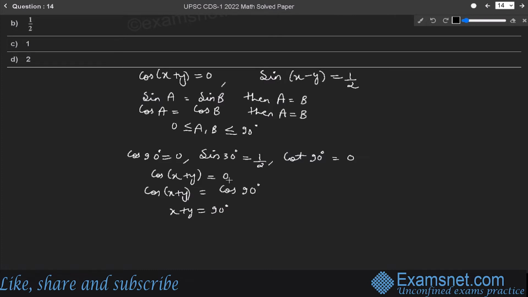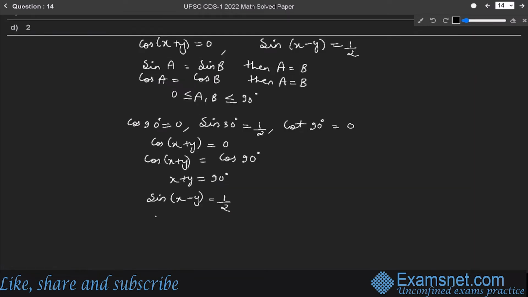Now similarly we have sin(x - y) equal to 1 by 2. It can be written as sin(x - y) equal to sin 30, because the value of sin 30 is 1 by 2. See, what we are doing is we are just replacing the values, because we know the values of cos 90, sin 30 and cot 90. So from here we can say that x - y will be equal to 30 degree. Now let this be equation number 1 and let this be equation number 2.